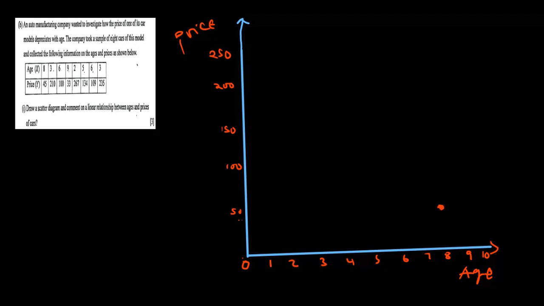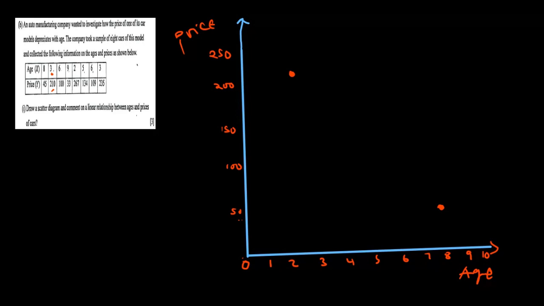Okay, let's plot the next one. The next one is 3,210. So 3 is here. Then I go up to where I can find my 210. My 210 can be somewhere between 250 and 200, so somewhere there. So that is 3,210.